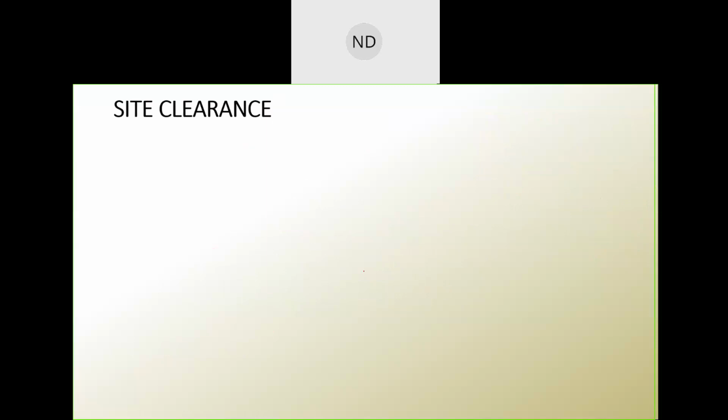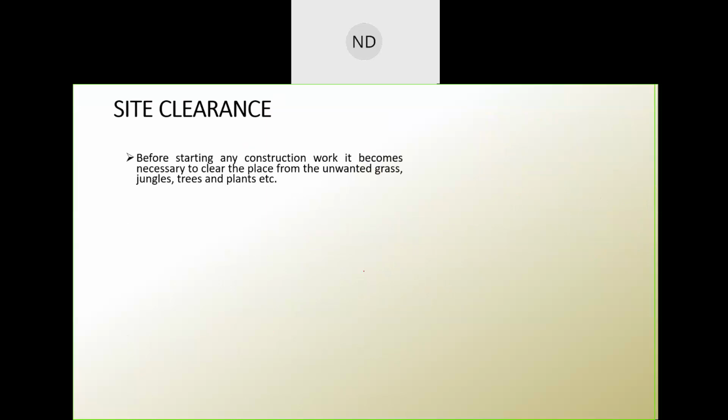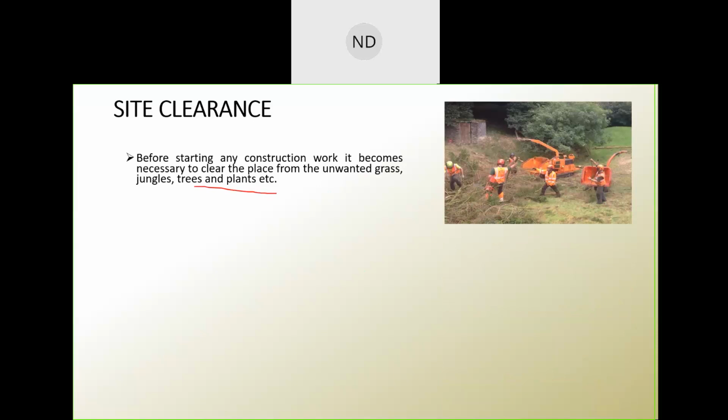One important thing here: what is site clearance? Before starting any construction work, it becomes very necessary to clear the place of unwanted grass and jungle. Obviously, you know these things, right? So you will do these clearances. If this is a site and you have jungle here, it will have to be cleared when you want to construct a building over here.